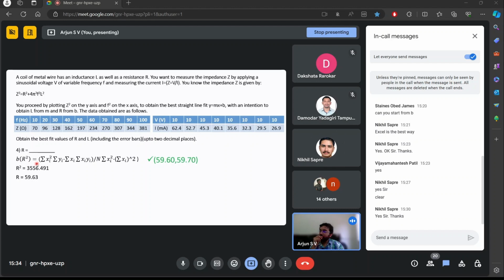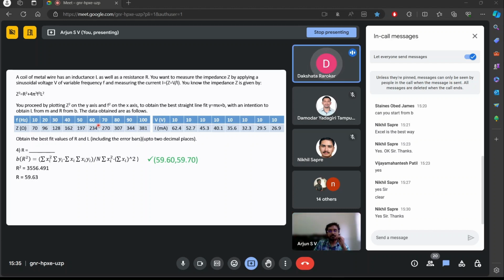But the only catch here is, let's say they are asking for xi square. You should not take the sum of squares of all these x values. Instead, you should square all these values and then take the sum of the squares of those squared values. It is not the sigma square, it is sigma xi square. Clear.